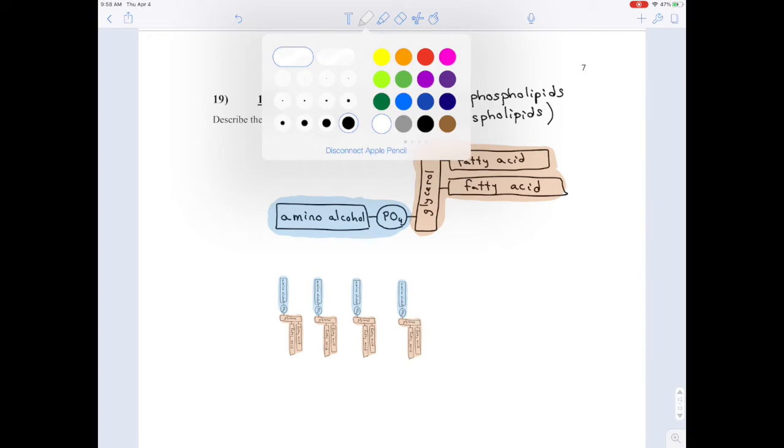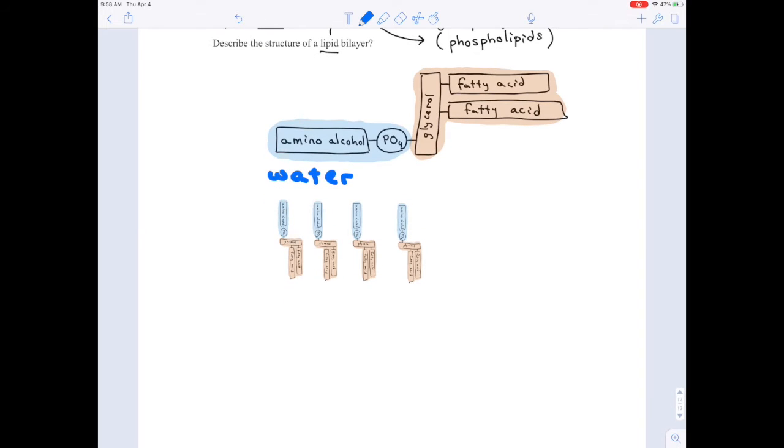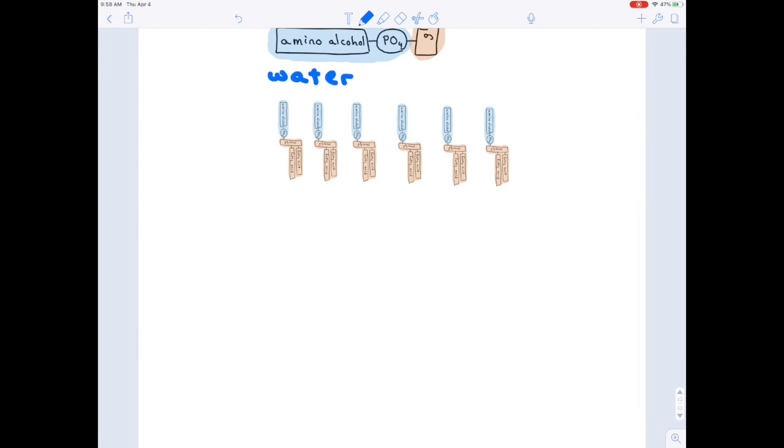And what they're going to do is you're going to have water on the outside of the cell. So the polar part of the molecule, the blue part of the molecule here, is all going to face the water. Okay. So that's one layer. That would be a lipid monolayer. But if this were all, this would not be stable because you would have water on the inside, and that would not mix with the nonpolar tails here.